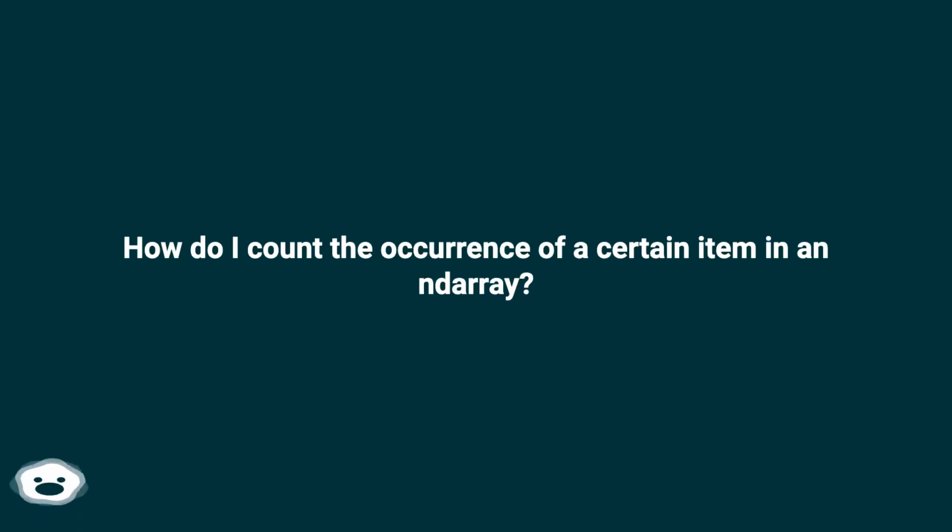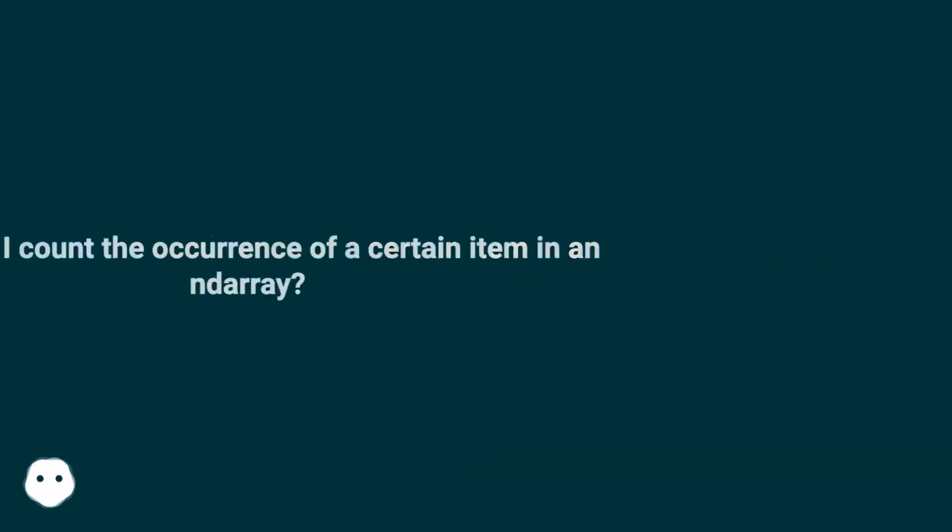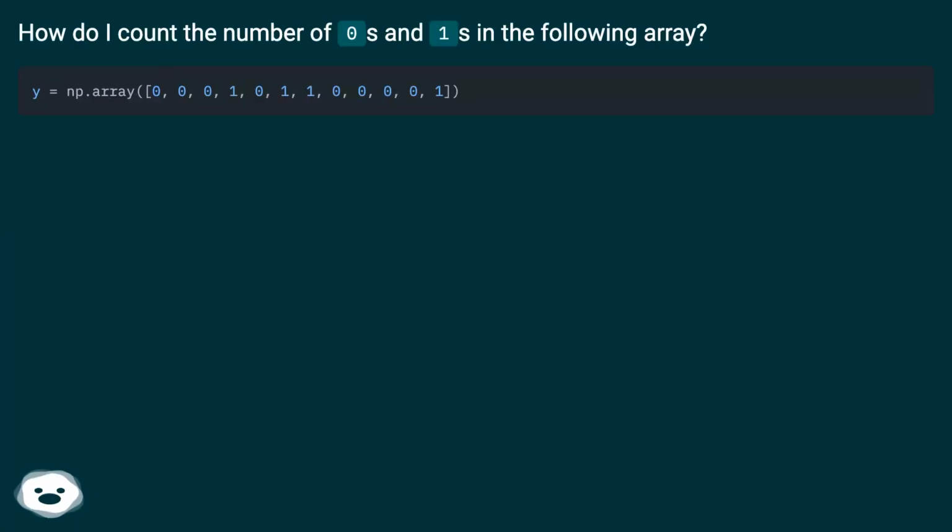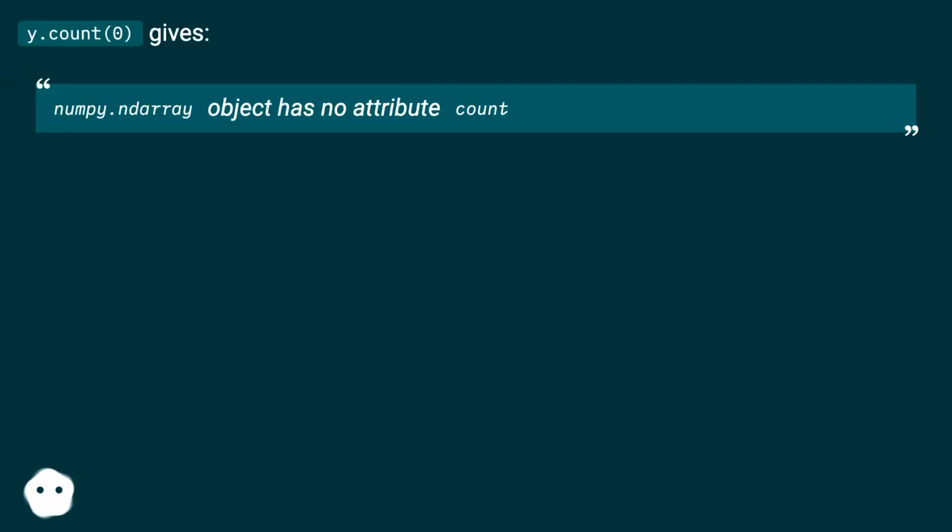How do I count the occurrence of a certain item in an array? How do I count the number of zeros and ones in the following array? y.count(0) gives: numpy.ndarray object has no attribute count.